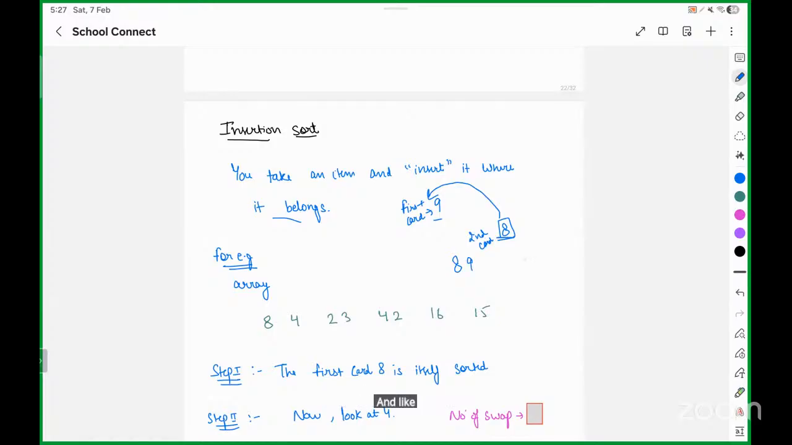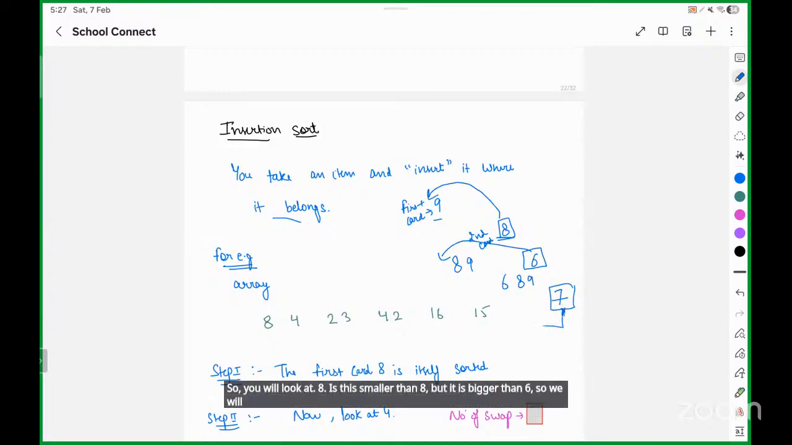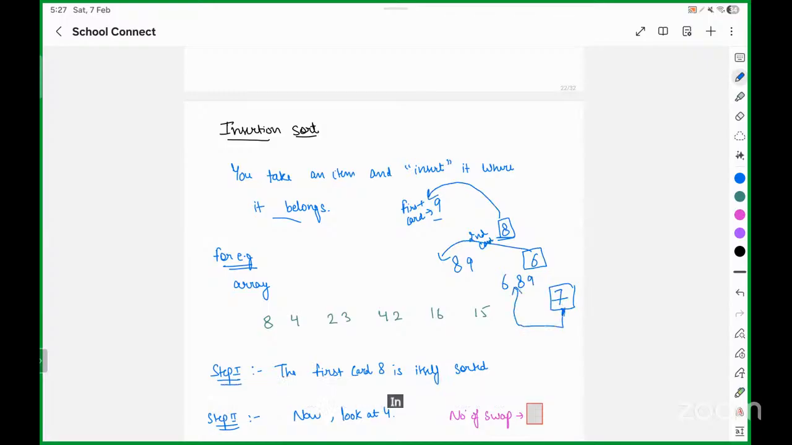Let me give you another number, let's say 6. Since this is smaller than 9 and smaller than 8, you will insert this number again on the left-hand side. So 6, 8, and 9. If I give you a card now, 7, you will look at 8, it's smaller than 8 but bigger than 6. So you will insert this number in between 6 and 8.